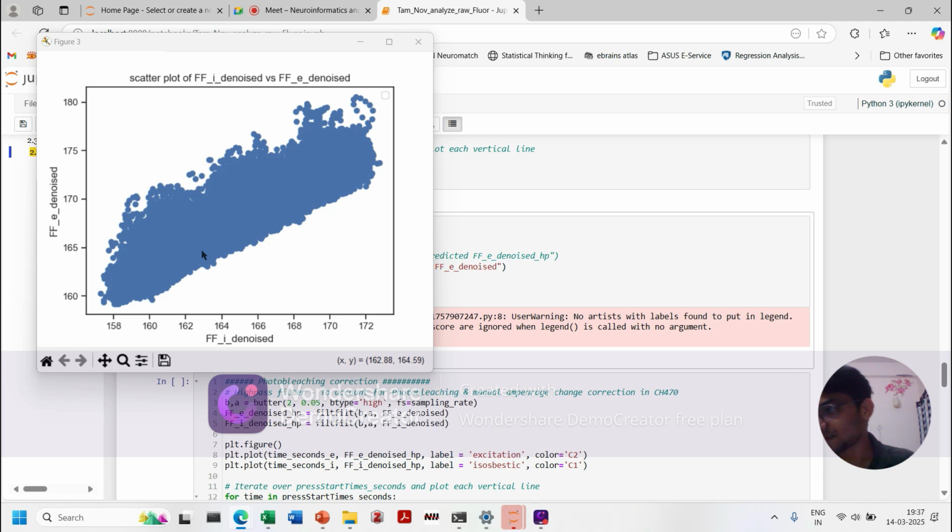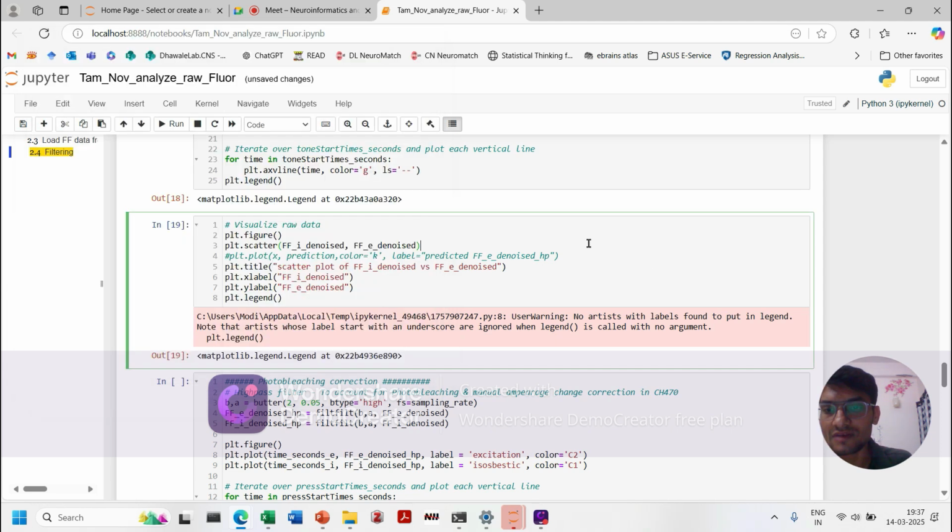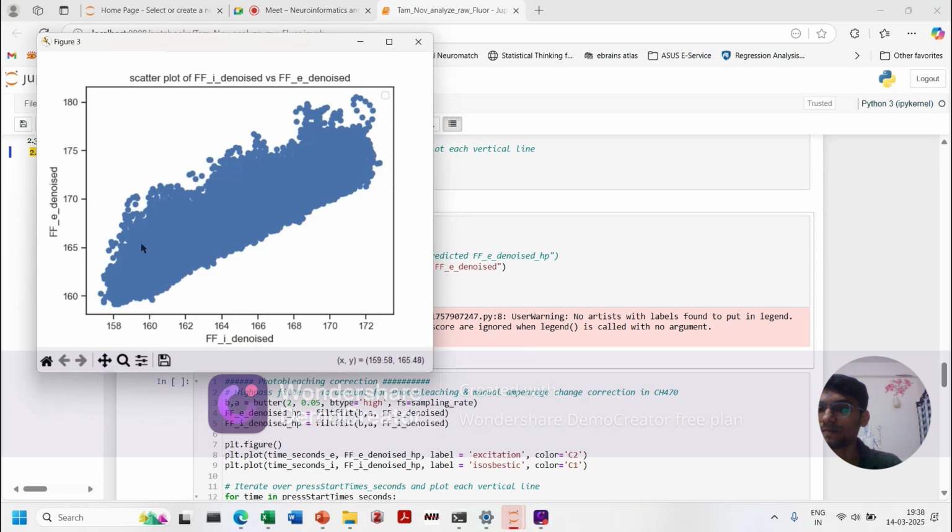But can we do that subtraction directly? I will show you that with some examples of what we are doing next. I will come to what each point here represents. Each point is just one data point collected at the same time point.